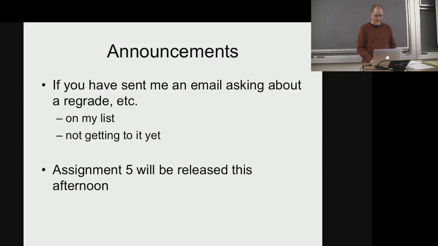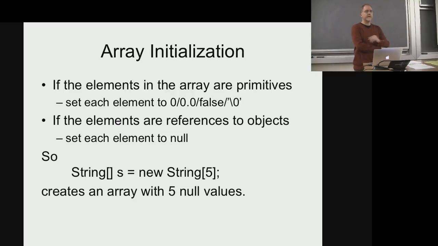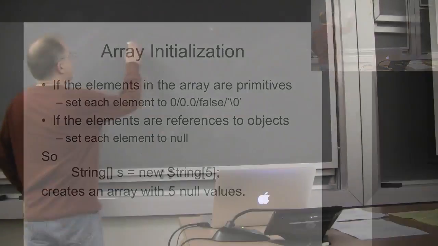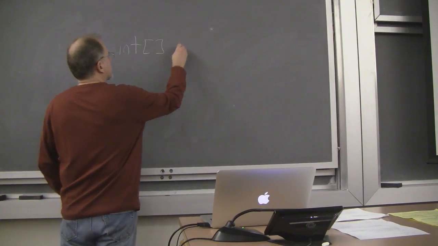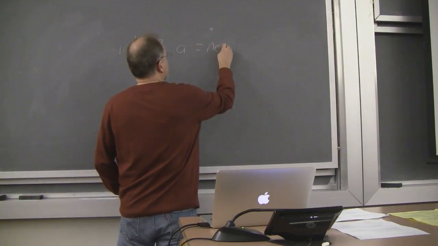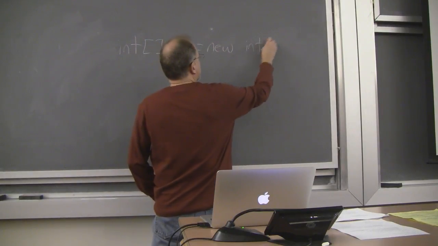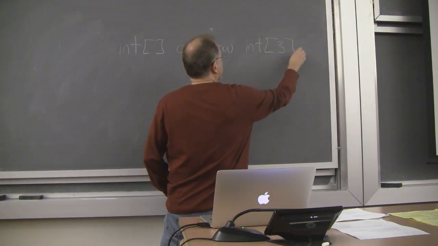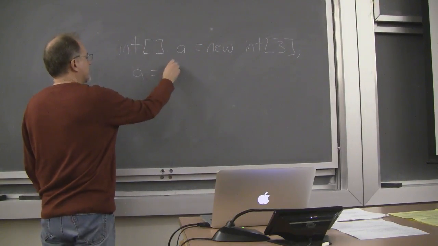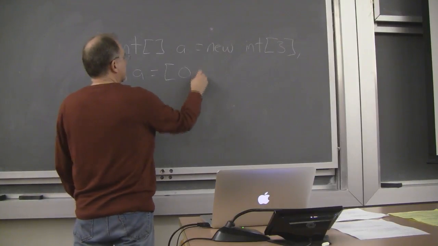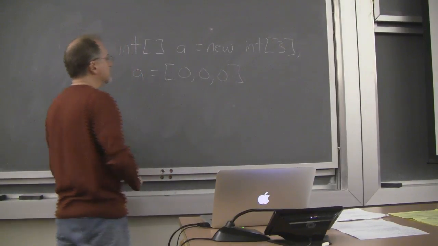Okay, so first I want to make a little clarification on array initialization. If you make an array and don't give it initial values yourself, so maybe you have an int a equals new int 3. By default, we talked about that's set up with all zeros. So you might see something like that if you print it out.